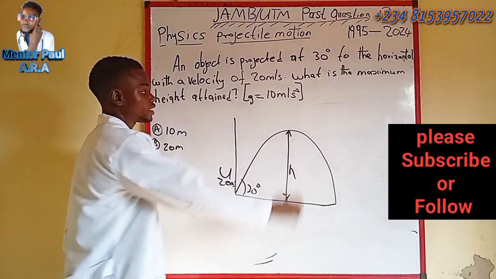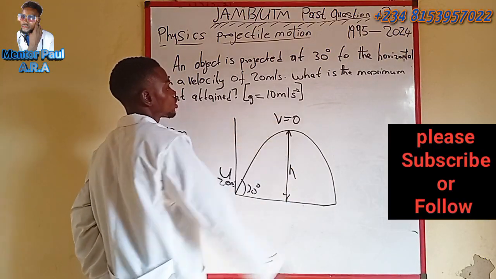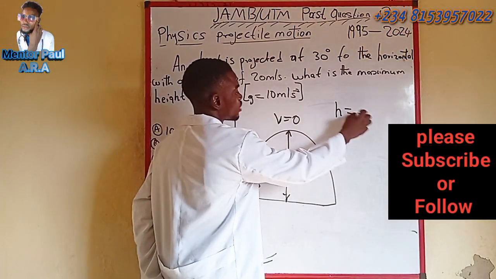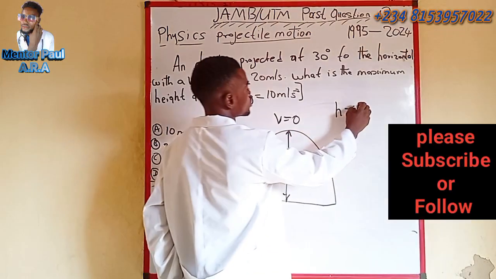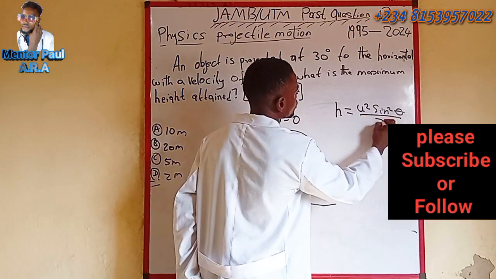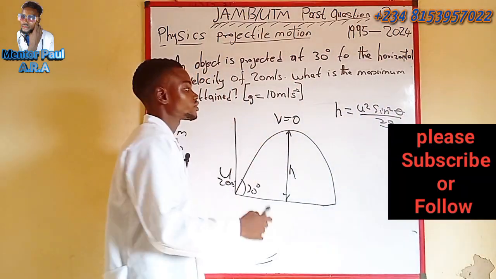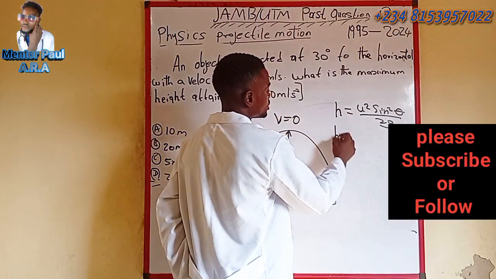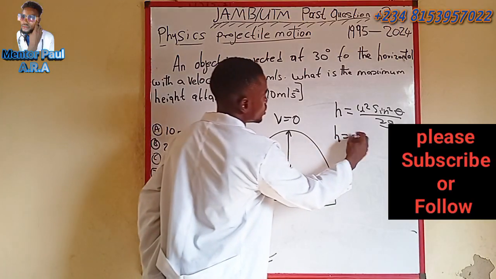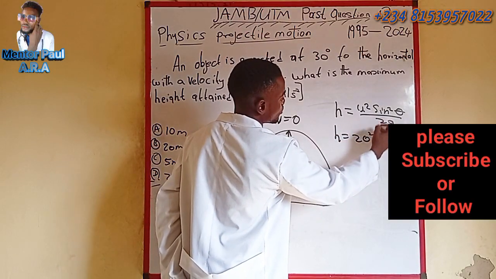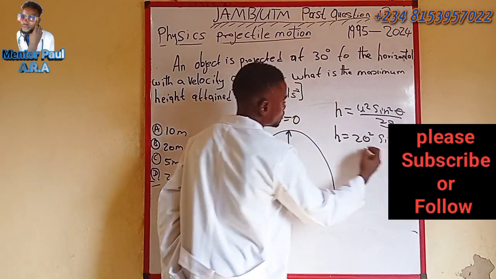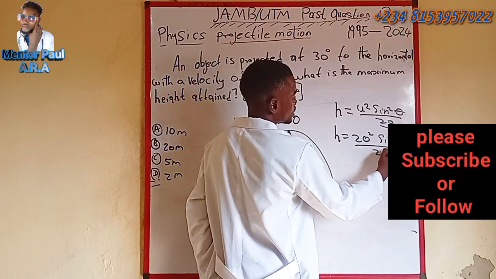That is what we wish to calculate. Remember that at this point the velocity becomes 0, so for the maximum height, you have to have this formula offhand. Maximum height is equal to u squared sine squared theta, all over 2g. That is for maximum height. Now here we are going to have h is equal to, u is the velocity given here as 20. We have 20 squared multiplied by sine squared 30 degrees, all over 2 multiplied by 10.